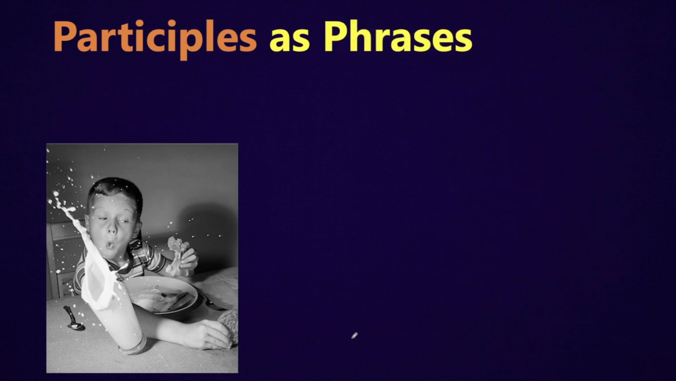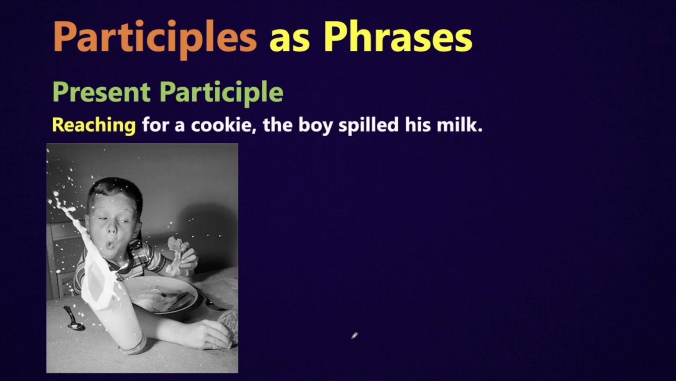We can also use participles as phrases. For example, reaching for a cookie, the boy spilled his milk. So here, reaching for a cookie is what we would call a participle phrase because it's a group of words that starts with a participle. So we can say the participle is the head of the phrase here, reaching for a cookie.